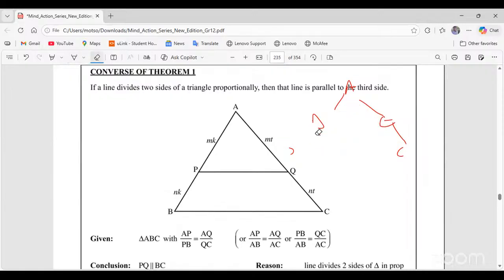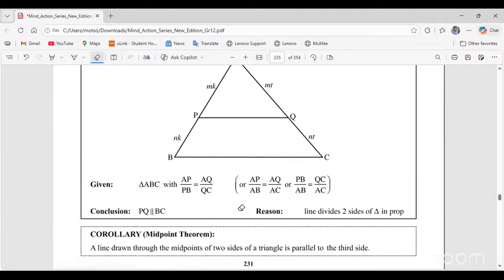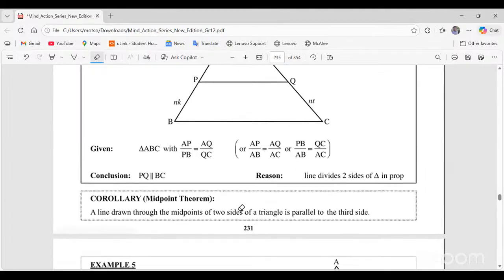So now let me continue with the theorem, okay? Now, like we said, let's say you are given that the ratio of this side is equal to the ratio of that side. You are given that. You can conclude that PQ is parallel to BC. What is the reason? The reason is line divides two sides of a triangle in proportion, or line divides two sides of a triangle proportionally. It's up to you how you want to say it out. Okay, let's move. Now, the corollary theorem, or midpoint theorem, of this converse.